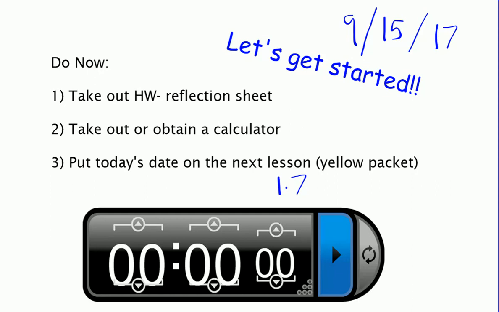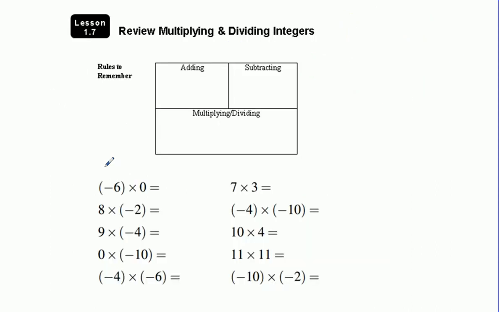You should have out your reflection sheet and it should be checked that you have it. You should have a calculator out on your desk, and you should have today's date, which is 9/15/17, on your packet for lesson 1.7, which is our next lesson. All right, so let's get started. Pause the video at any time if you feel like you need more time or I'm rushing you.